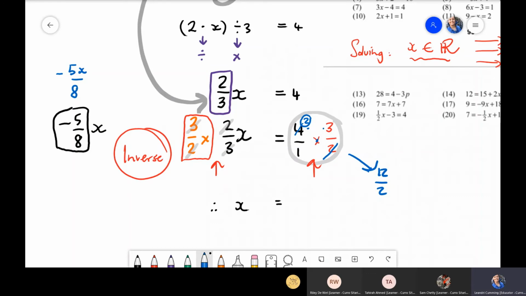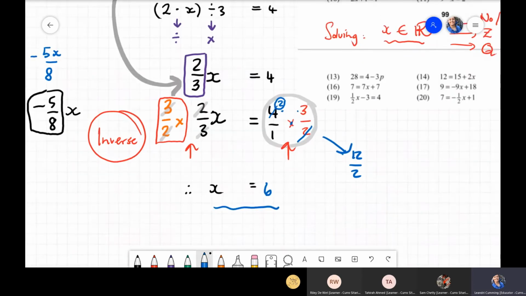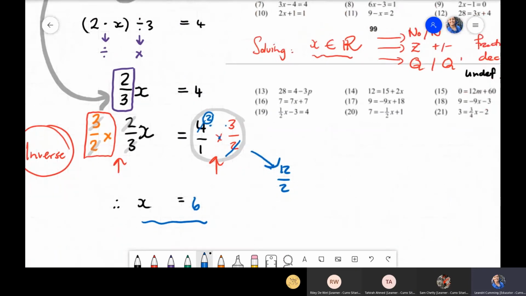2 times 3, and I get 6. Right, but now I have to check it, right? I need to check my work because they've asked me to check. So I go back to what I've been given. 2 over 3x is equal to 4.